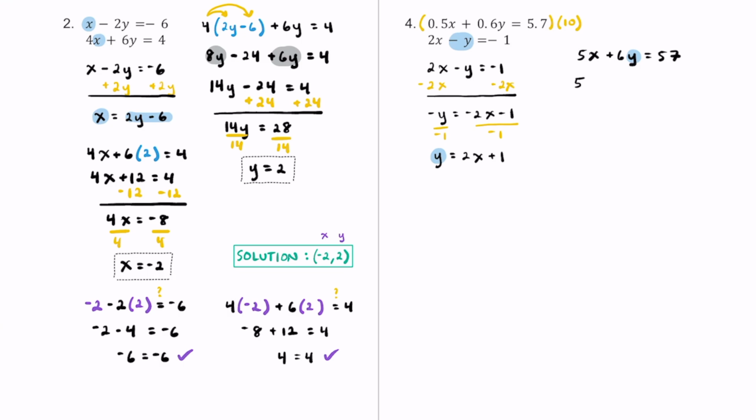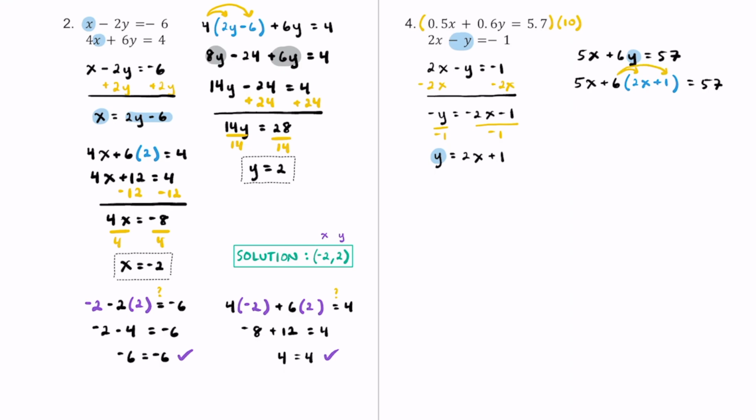So we have 5x plus 6 multiplied by, let's substitute that in as 2x plus 1. And that's going to equal 57. Now we have an equation with just one variable of x, so we can go ahead and solve for it. Let's start by distributing this 6 to both terms inside the parentheses.